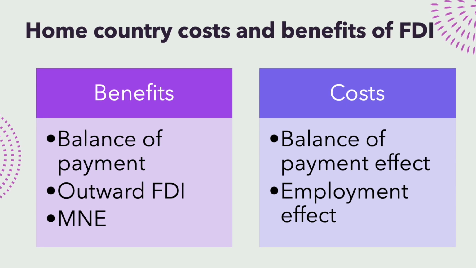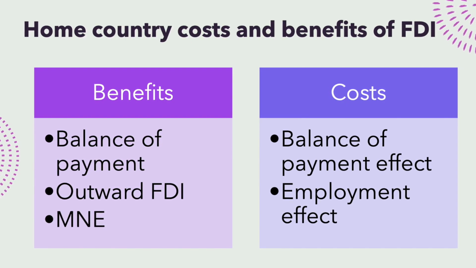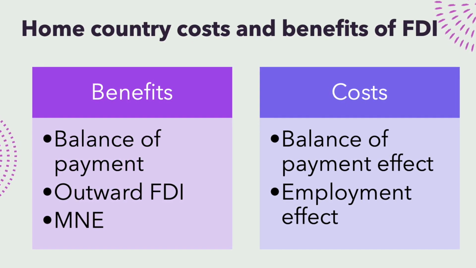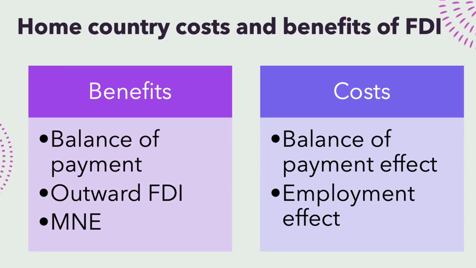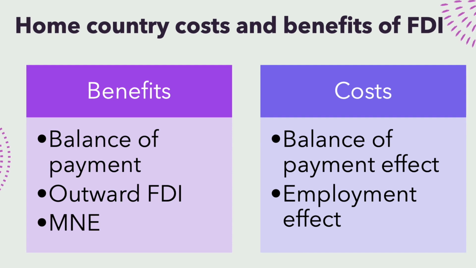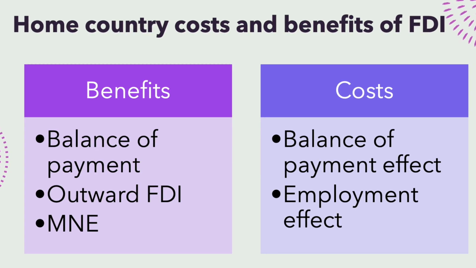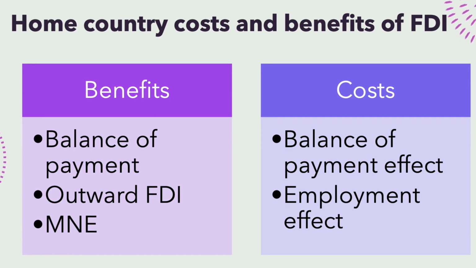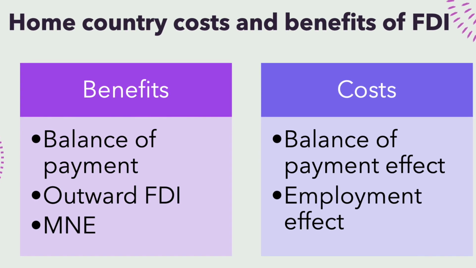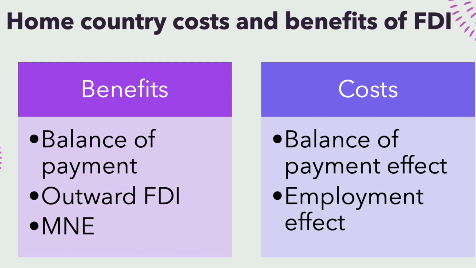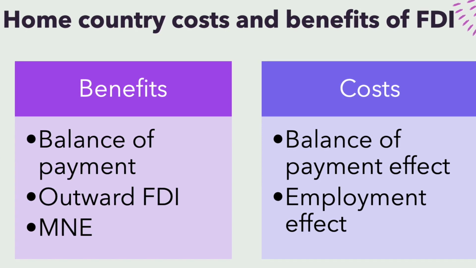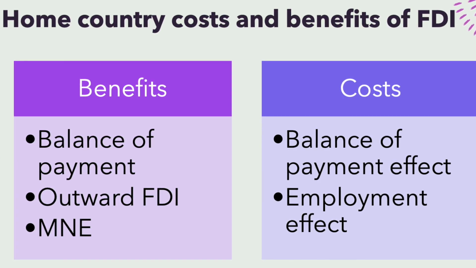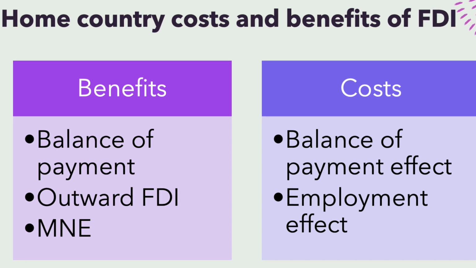Home country costs. Balance of payments effect. The balance of payments may suffer from capital outflow to finance the FDI. The current account of the balance of payments may suffer if the purpose of foreign investment is to serve the home country from a low-cost production location. The current account may also suffer if the FDI is a substitute for direct export. Employment effect. The most serious employment effect would be when FDI is seen as a substitute for domestic production.